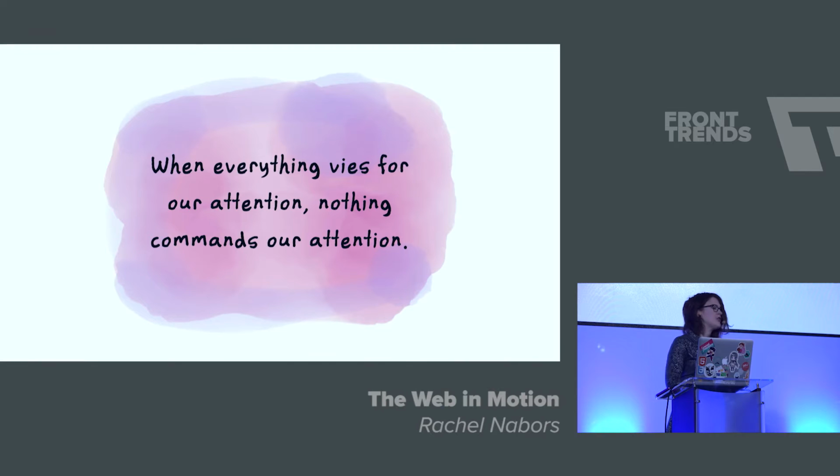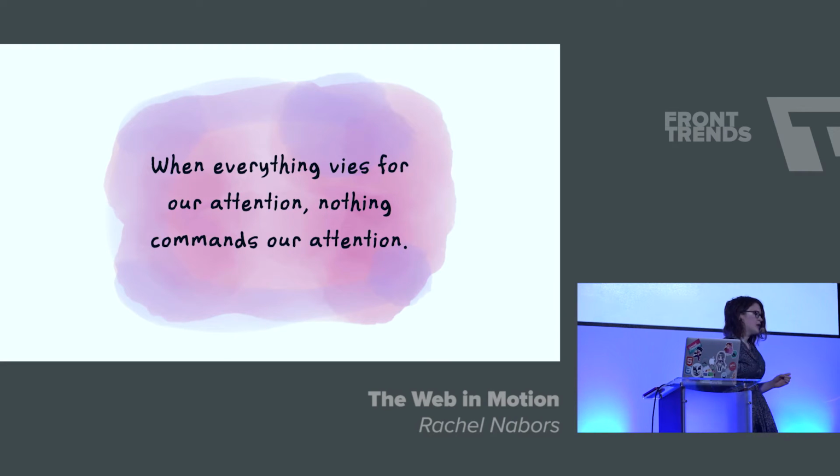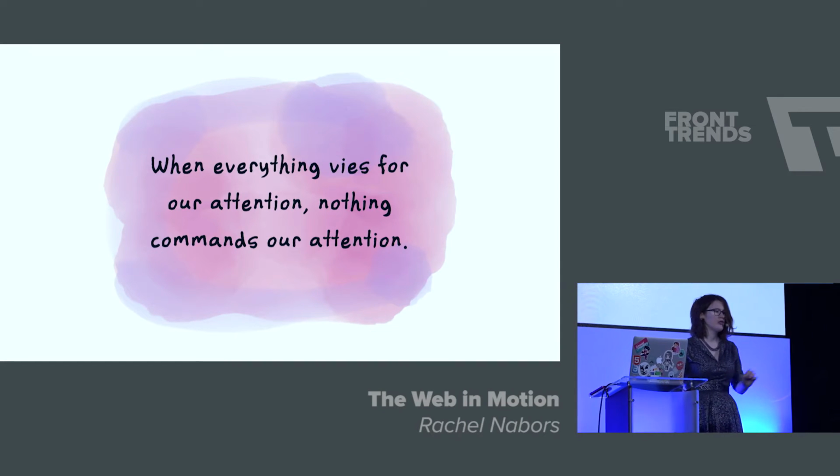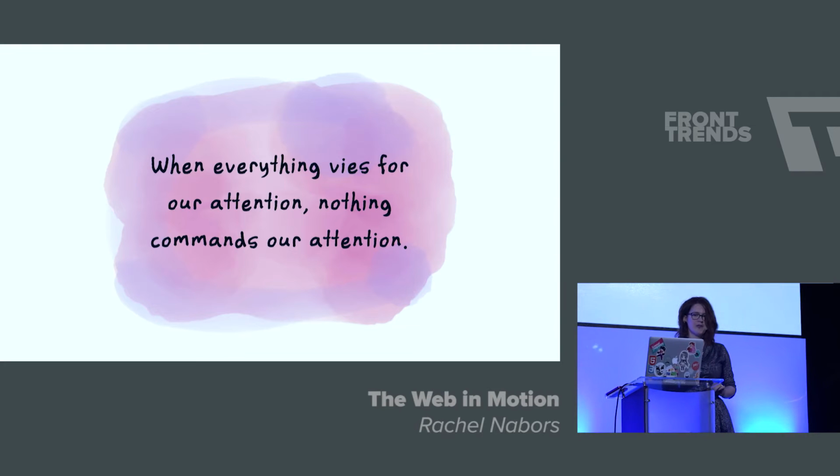When everything vies for our attention, nothing commands our attention. Motion and opacity are to animation what font sizes and weight are to typography. That is to say, you do not want to make everything 48 pixels big and bold and italic with underlines. You want to be judicious in your use of animation and cautious.